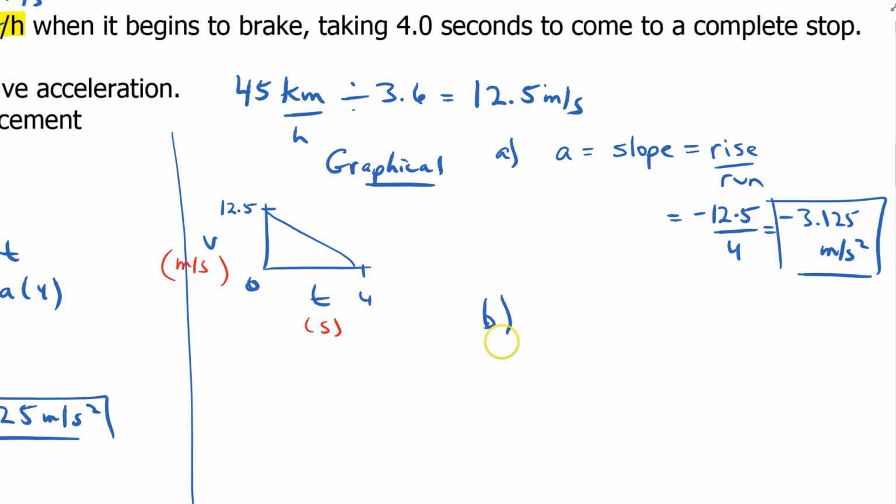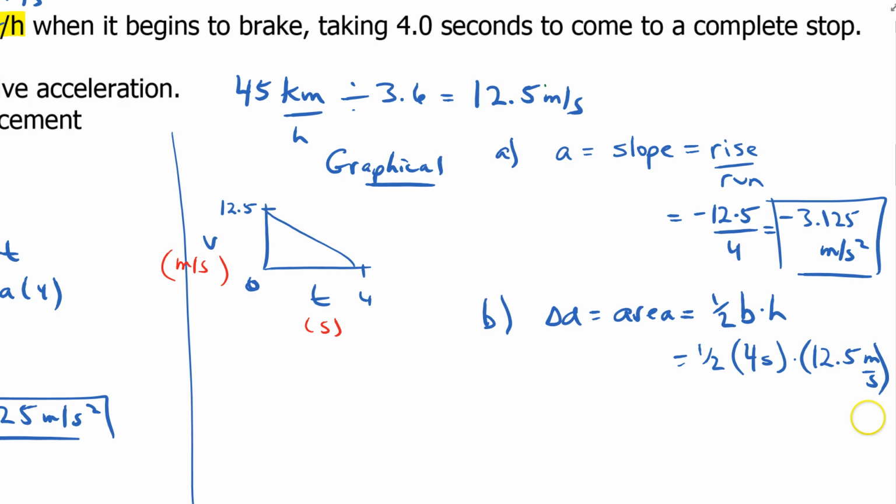Part B is now we have to find the displacement. So the displacement, delta D, is equal to the area, which is 1/2, just a second, times the base times the height, because it is a triangle, so it'll be 1/2. I'll put the units this time. The base here would be 4 seconds, and then the height would be 12.5 meters per second. So when I multiply that out, a half times 4 is 2, 2 times 12.5 is 25.